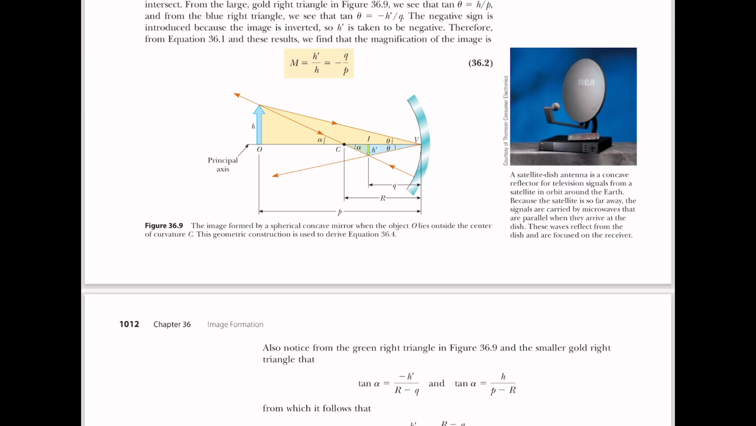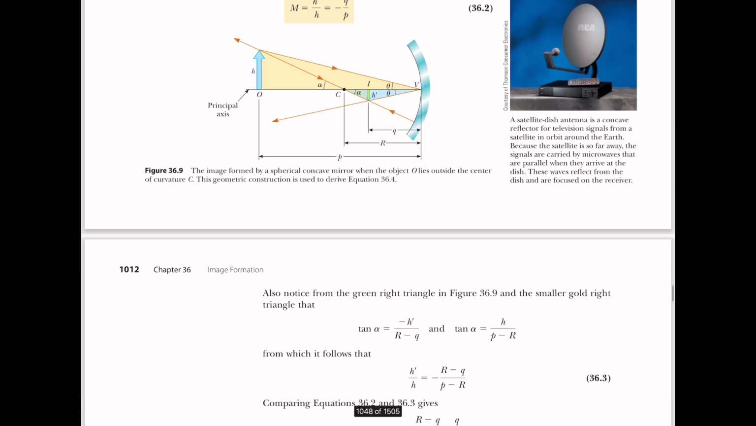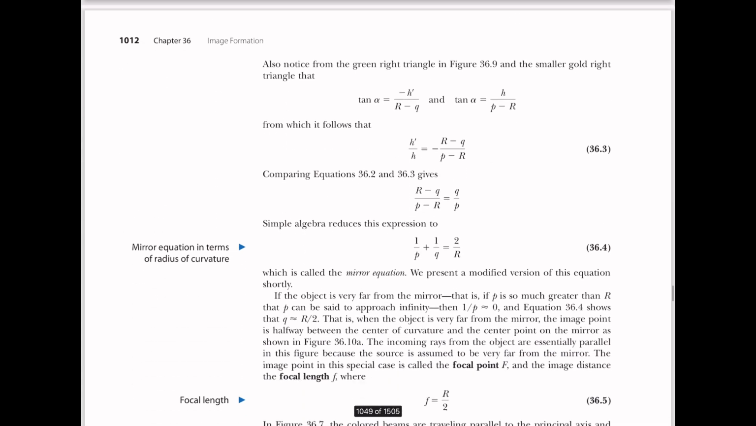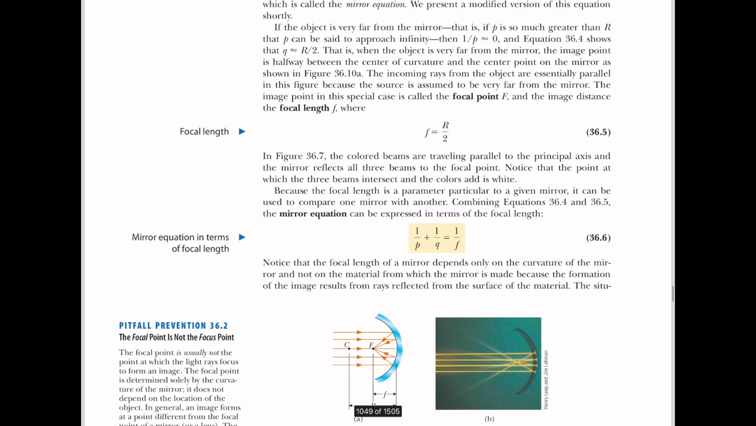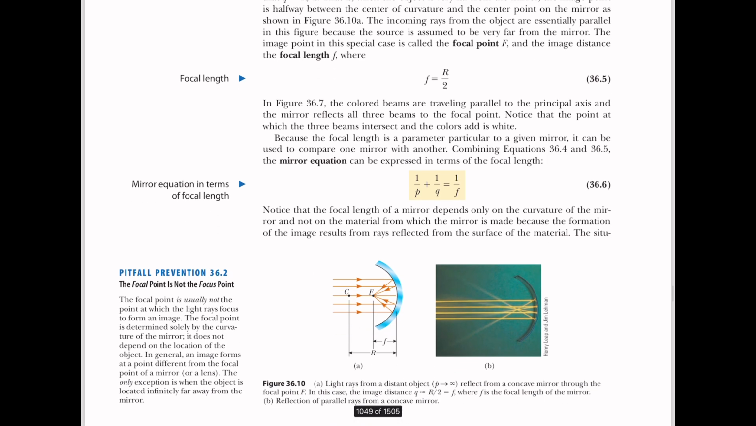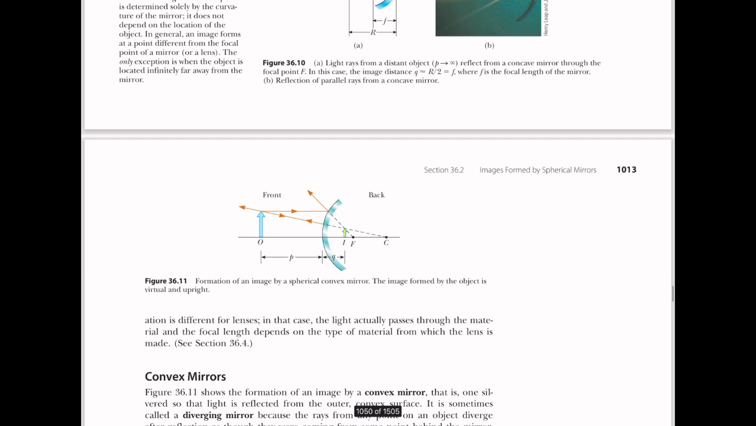We have another equation here in yellow, and just taking a look at the timer, 4 minutes 50 seconds, not bad. So this equation here, capital M equals H prime over H, which equals minus Q over P. All right, I'm not gonna worry about that too much. Oh, I see bolded words: focal point, focal length, mirror equation. P, Q, and F are letters that are appearing fairly frequently.